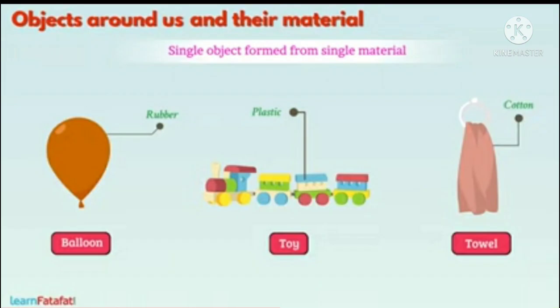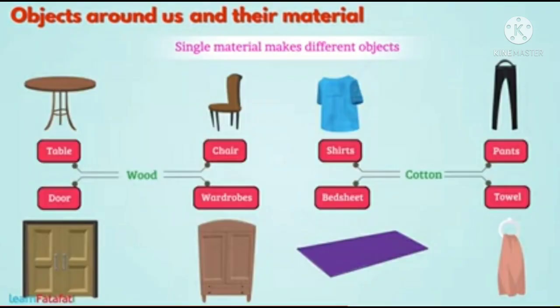Another type of classification is that single object formed from single material. For example, balloon is a single object and is made up of one material, that is rubber. Toy is a single object and the material used is plastic. Here towel is a single object and is made up of one material, that is cotton. We have to consider another type of classification, that is single material makes different objects.